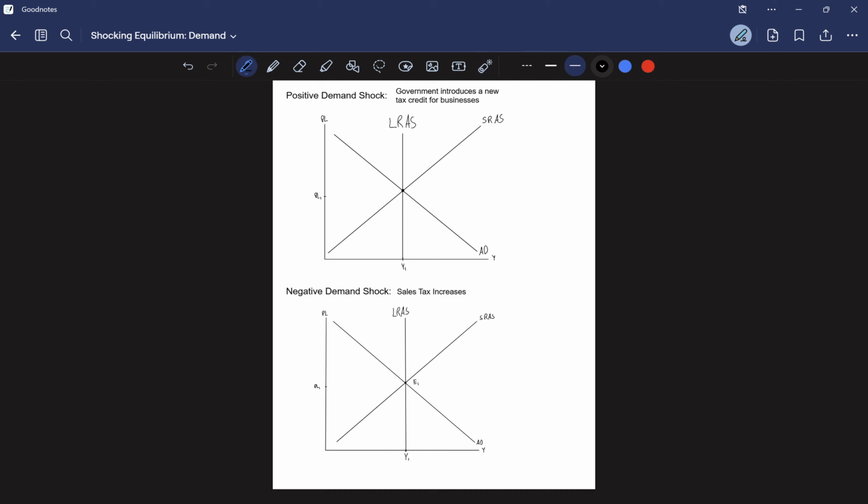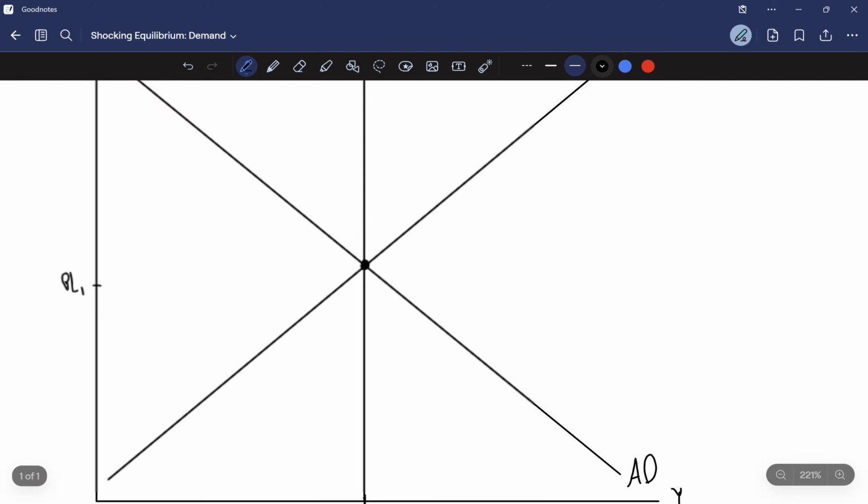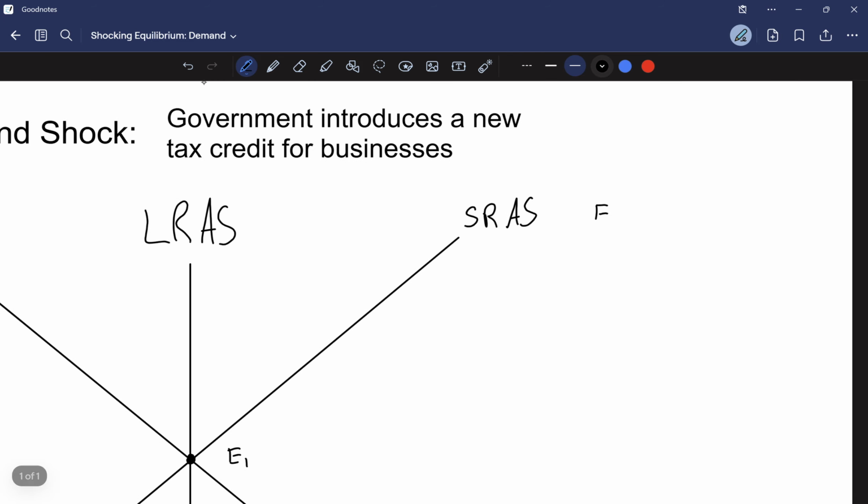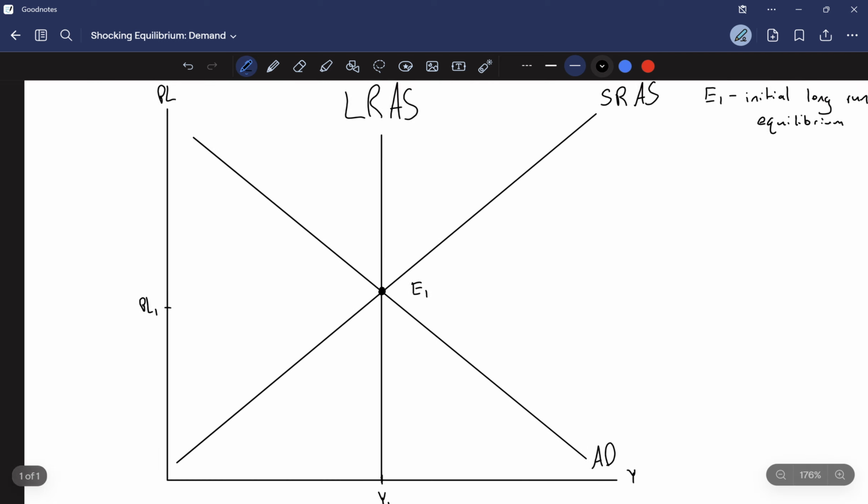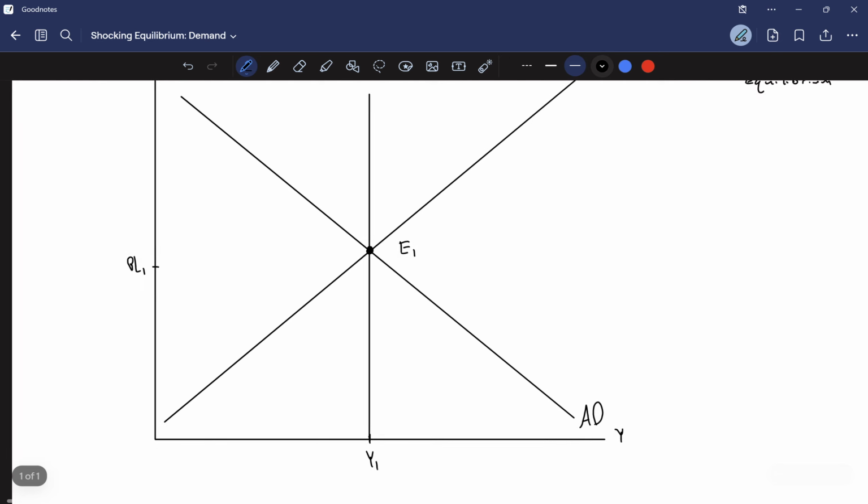Now, before anything shifted, we see here we have a point where they all converge. We'll call this E1. Our E1 is our initial long run equilibrium. We can see that at the equilibrium we have a price level of 1 and an output of 1.